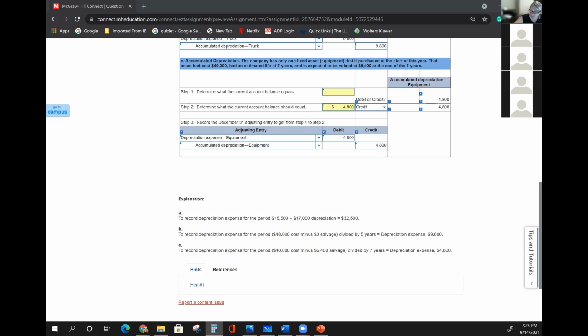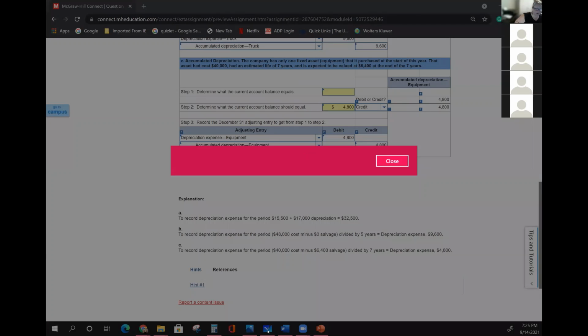And then I want to divide it by 7 because I'm using straight line depreciation. And I want to make sure that I deduct that salvage value. Don't just take the 40,000 divided by 7. When you deduct the 6,400 from the 40,000, you get 33,600. And then I want to divide that by 7 years. So in these examples, we're assuming that they want us to do the whole period.